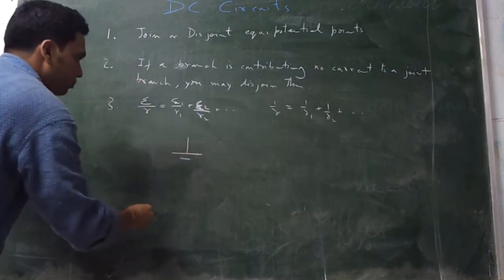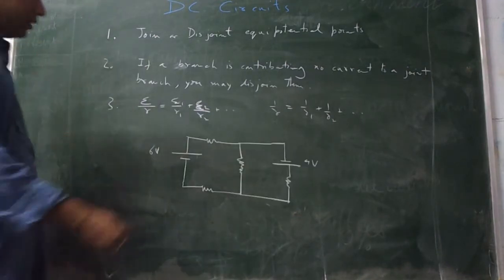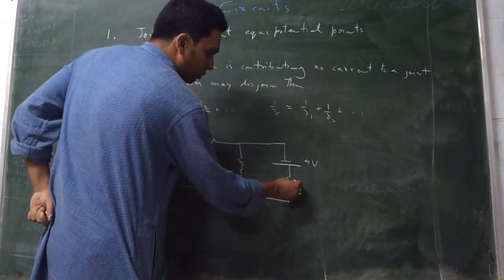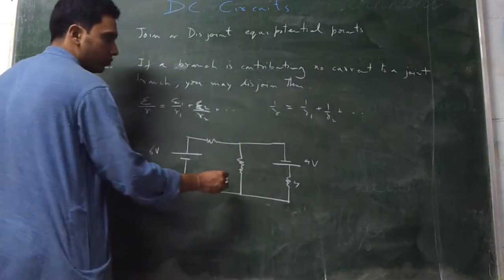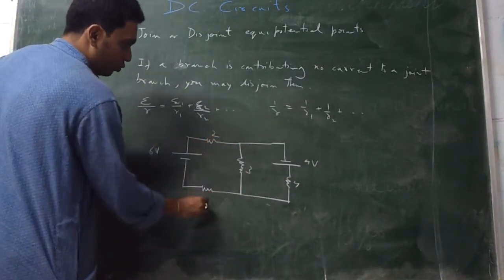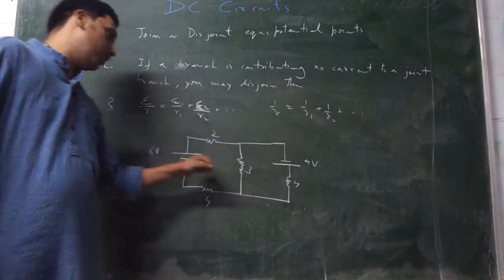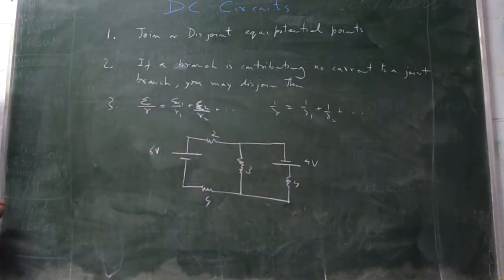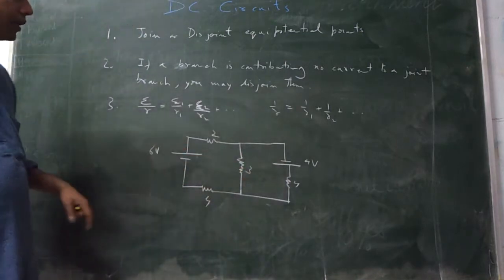Suppose there is a battery of 6 volt. Let the resistances be, say, 4, 3, 2, 4, whatever. Suppose we have to find the current in this branch or this branch or this branch. We have to solve it. We can solve it in many ways. You can use Kirchhoff's law and all, but I have shown a very small circuit. You can use it in bigger circuits.